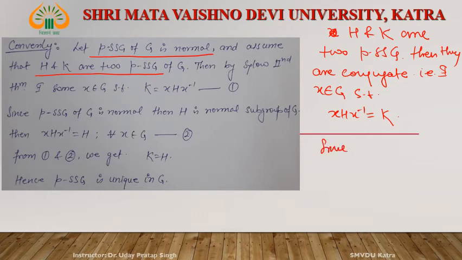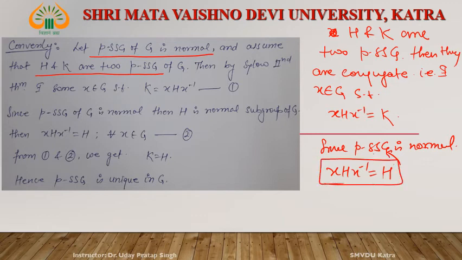Since the p-Sylow subgroup is normal, it is given. Okay, then xHx inverse is equal to H. What is H? H is the p-Sylow subgroup. This is normal, and this condition holds by the definition of a normal subgroup. Then what is xHx inverse? This is K also. It means K is equal to H. What are K and H? K and H are p-Sylow subgroups. Both are the same. It means the p-Sylow subgroup is unique.